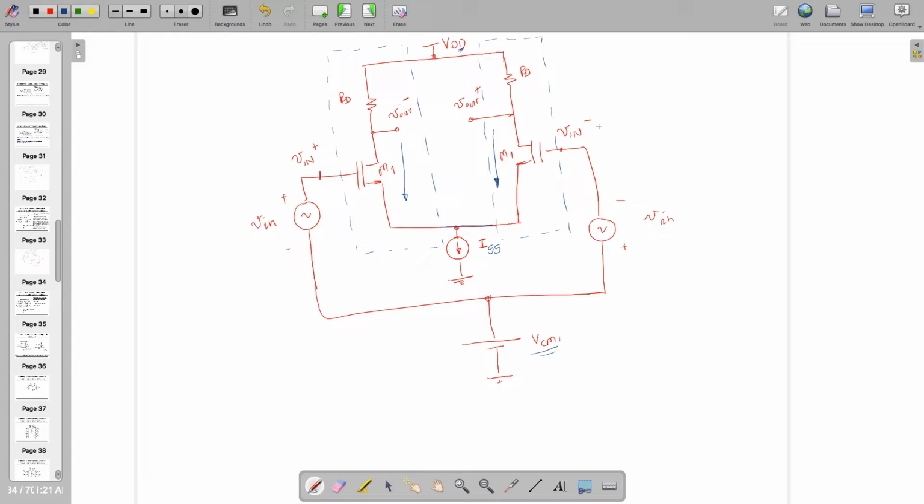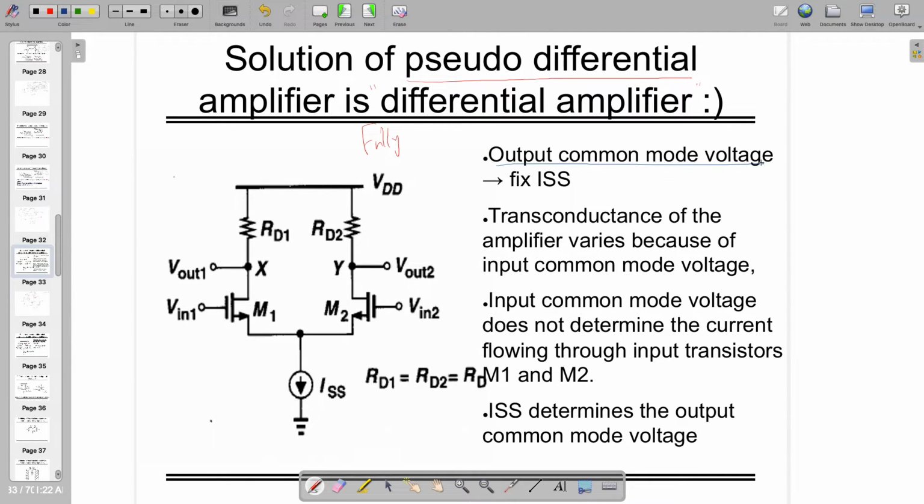If I am giving VCMI on both sides the same, which is sufficient to make these transistors saturated, the output common mode voltage does not depend on VCMI. However, it depends on the current flowing through the circuit, the GM, and the resistance offered at different nodes. That is going to give me the output common mode voltage. So VCMO is not a function of VCMI anymore, which was the case for the pseudo differential amplifier. That is what I wrote here: the output common mode voltage is fixed and decided by ISS.